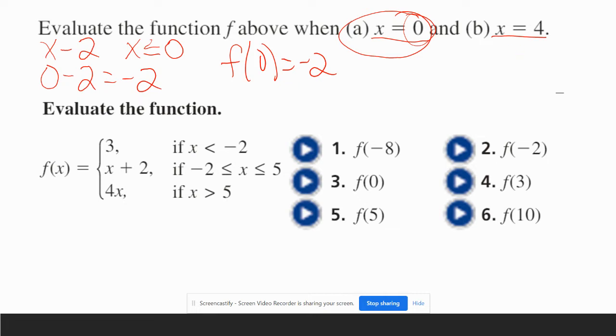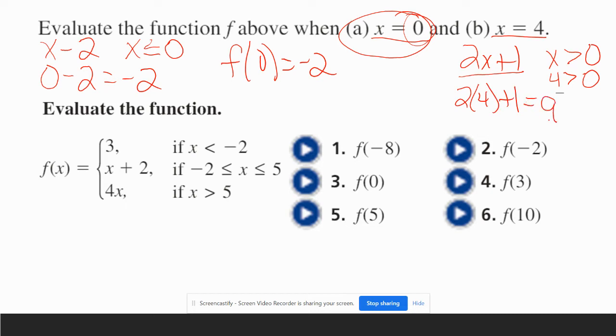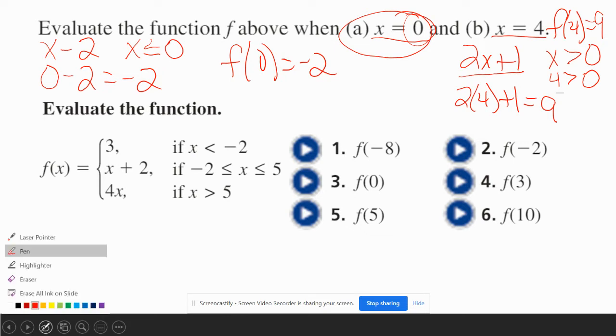The second one, we have x is equal to 4. The second equation of 2x plus 1 says x has to be more than 0. So because 4 is more than 0, this is the equation that we use. 2 times 4 plus 1. 2 times 4 is 8, plus 1 is 9. So f of 4 is 9. I know that's super confusing, so let's do some more.